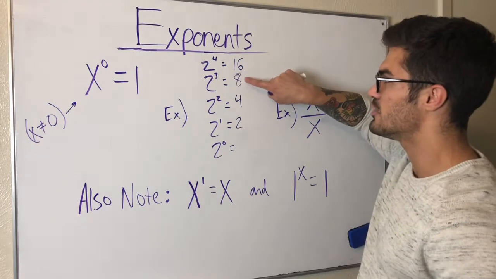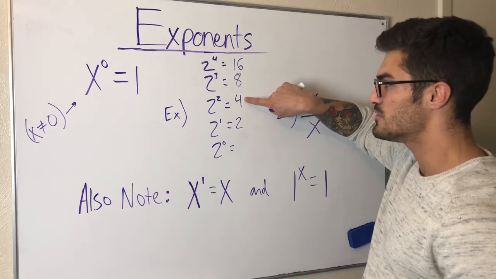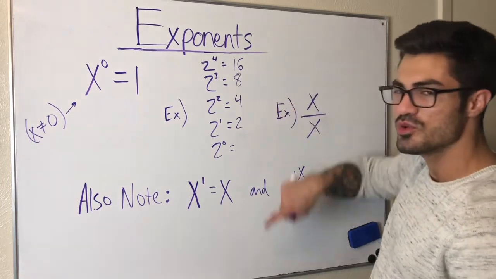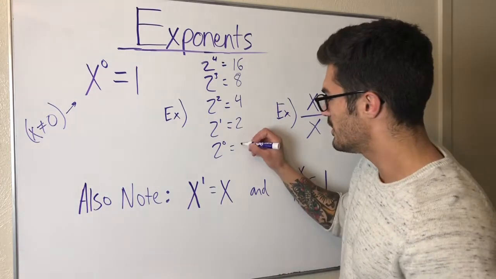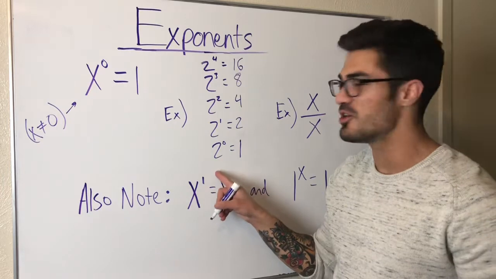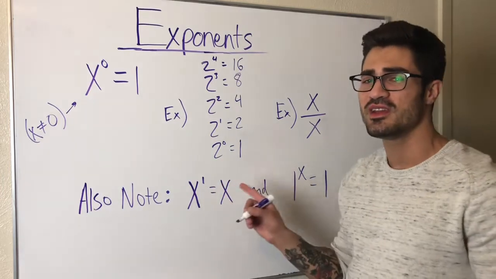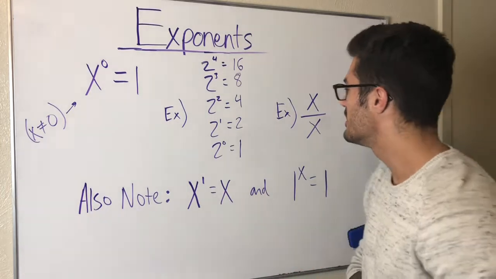It divides by 2. 16 divided by 2 gives us 8, 8 divided by 2 gives us 4, 4 divided by 2 gives us 2, and if we continue this pattern, 2 divided by 2 is what's going to give us that 1. And this works for any non-zero number. I can plug in 5, 10, -10, it doesn't matter what it is, this works.